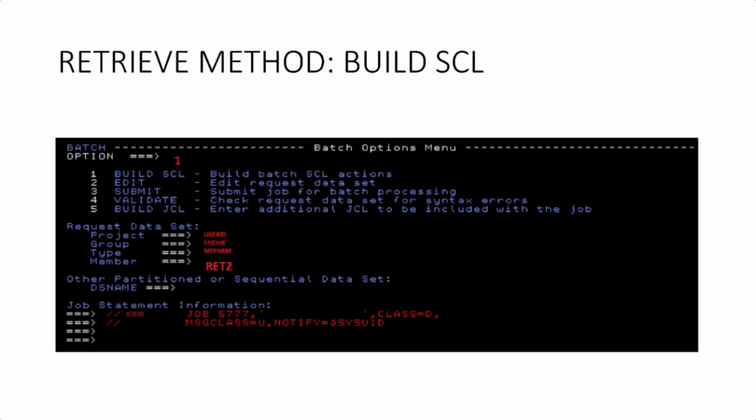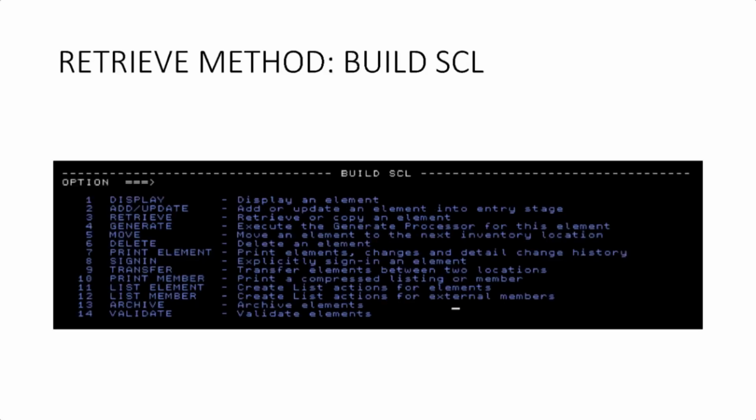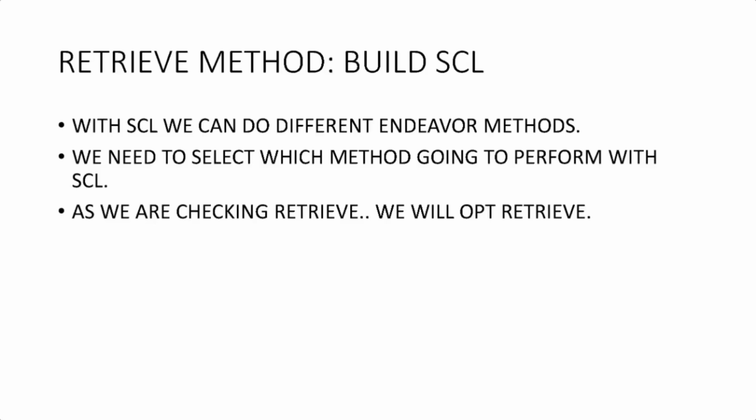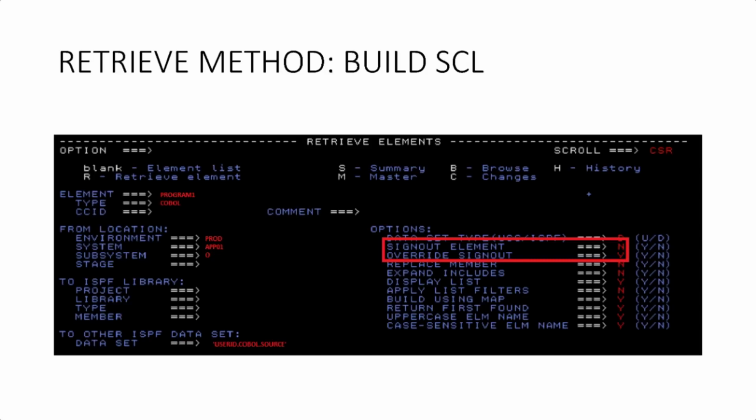In build SCL, we should select which method the SCL is for, like retrieve, add, delete, move, etc. We are opting for the third option, retrieve. This is what I have explained again. Here we should give the program name and details from which region you want to select: the from element name, from location, sign out and override sign out. The below two are the other ISPF dataset, which is the destination location.